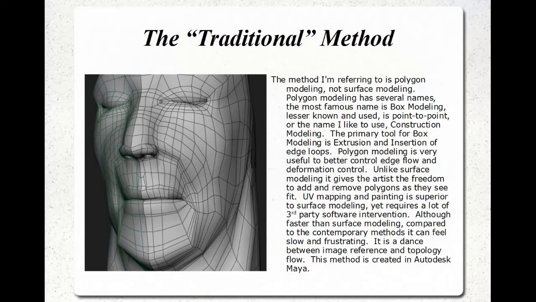The primary tool for box modeling is extrusions and insertions of edge loops. Polygon modeling is very useful to better control edge flow and deformation control. Unlike surface modeling, it gives the artist the freedom to add and remove polygons as they see fit. So this is the real advantage to it versus the previous surface modeling. UV mapping and painting is superior to surface modeling, yet requires a lot of third-party software intervention. Until maybe more recently, but still, a lot of people like to have a third-party software involved. Although faster than surface modeling compared to contemporary methods, it can feel slow and frustrating. It is a dance between the image reference and topology flow, and this method is going to be created in Autodesk Maya.